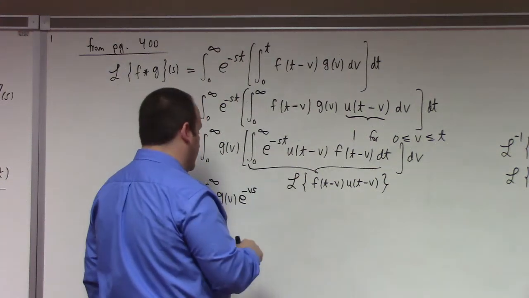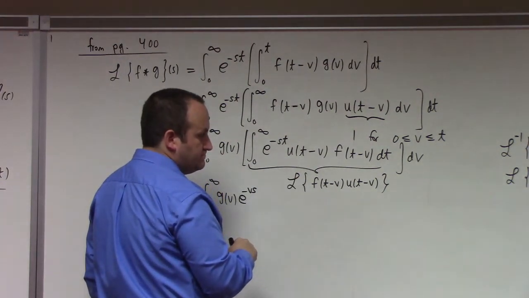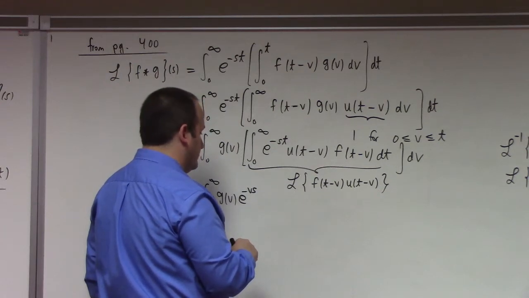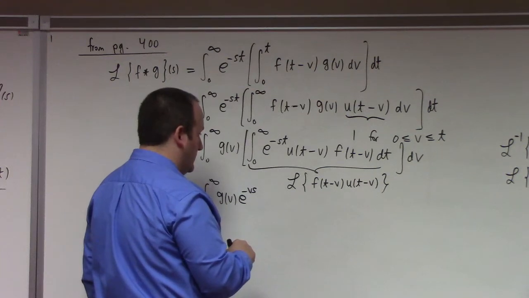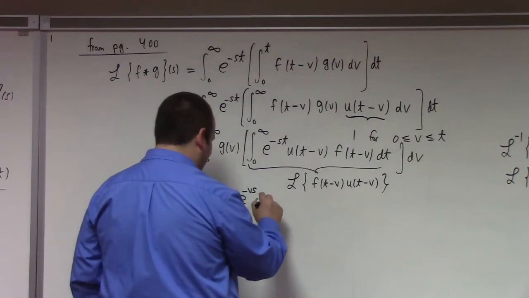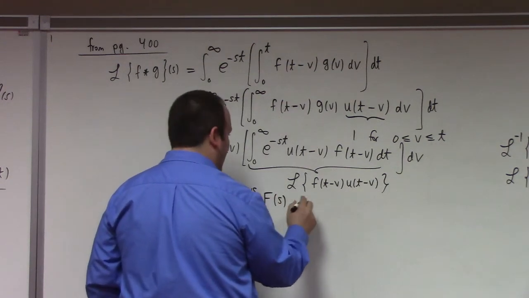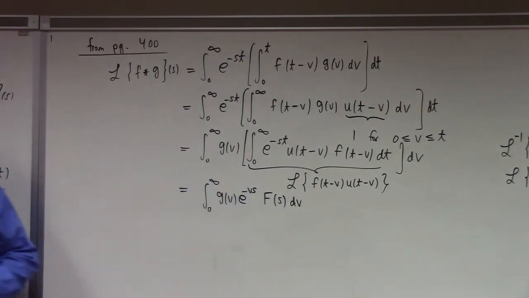and then f of s, right? Sorry, I'll get it eventually. But f of s has no v dependence, right? So we can pull that out of the integration. And what's left?